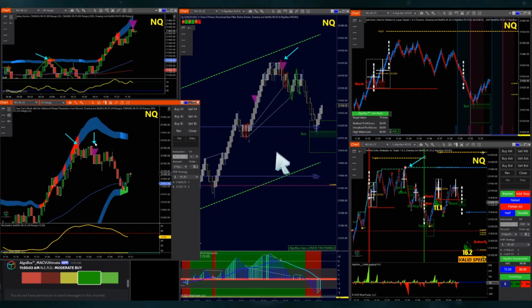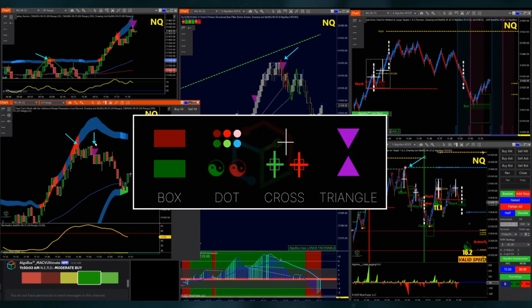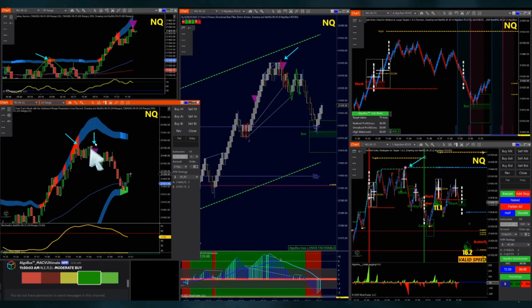And within AlgoBox, there's a handful of signals. You have triangles, dots, boxes, vertical text, these crosses. They all do something very specific. So Bollinger Band touch, we had this triangle right here, there's a divergence, and then another triangle here. So now I'm looking for the lower time frames for something.